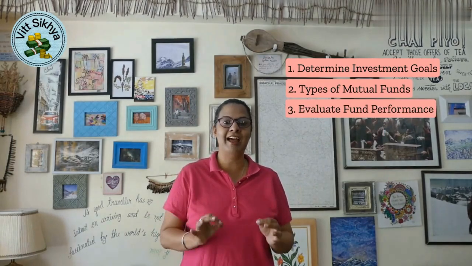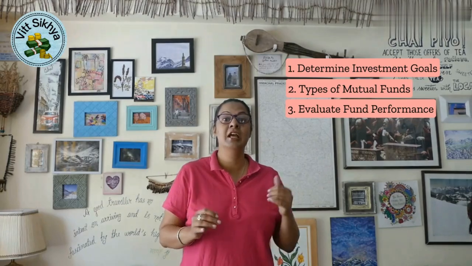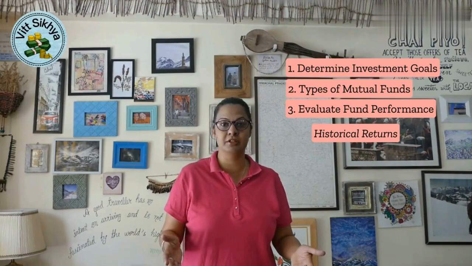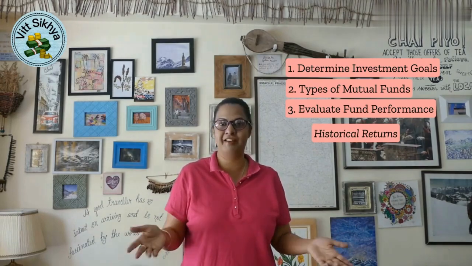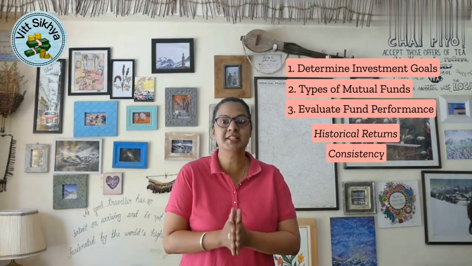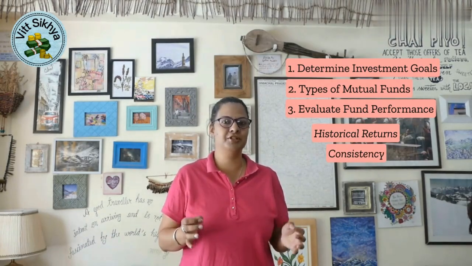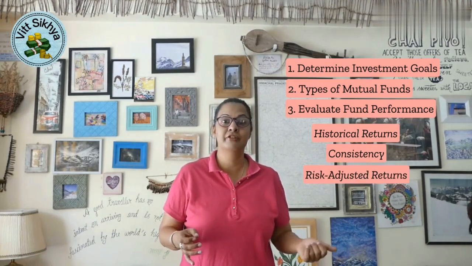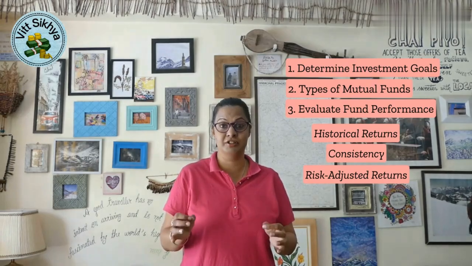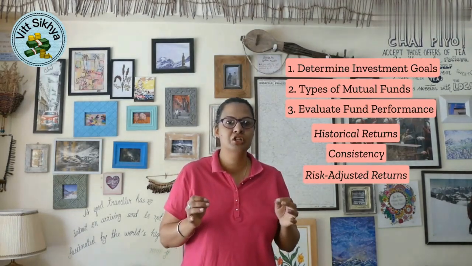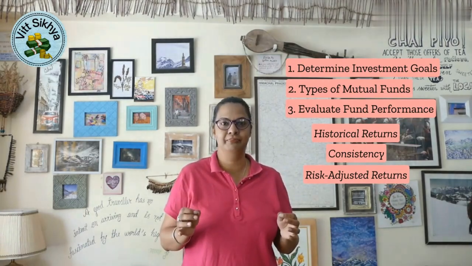Number 3. Evaluate fund performance. Historical returns. Look at past performance over different periods: 1 year, 3 years, 5 years. Consistency. Check for consistency in returns compared to peers and benchmarks. Risk-adjusted returns. Consider ratios like Sharpe ratio, Sortino ratio, etc.